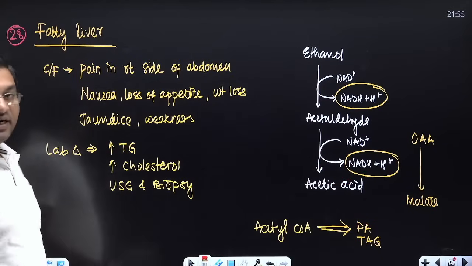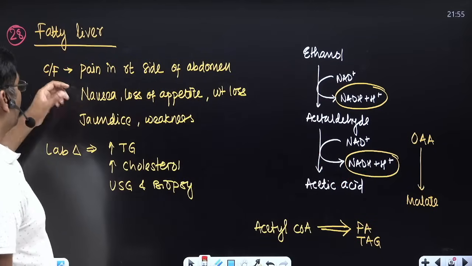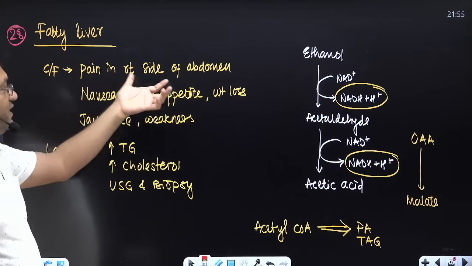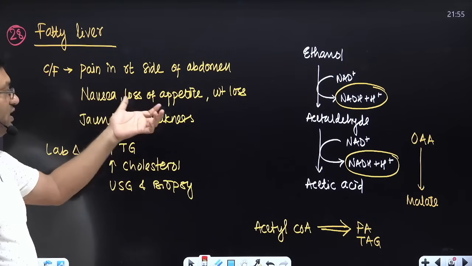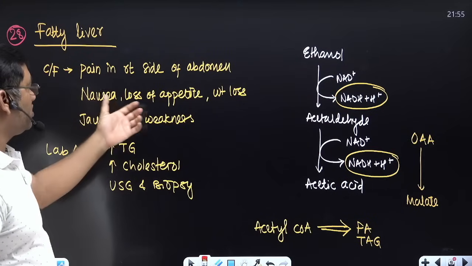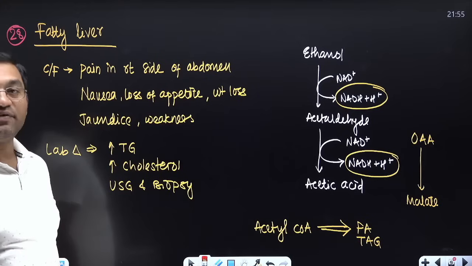The 28th is fatty liver, which is important. The clinical features are pain in the right side of the abdomen, and non-specific symptoms such as nausea, loss of appetite, weight loss, jaundice and weakness.